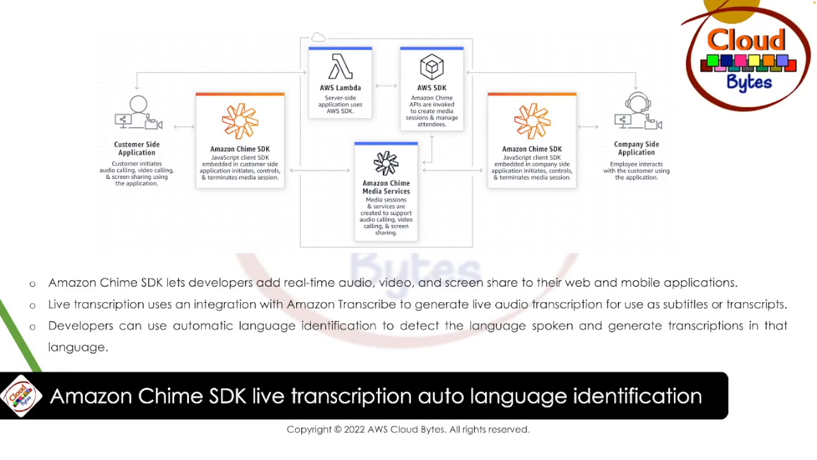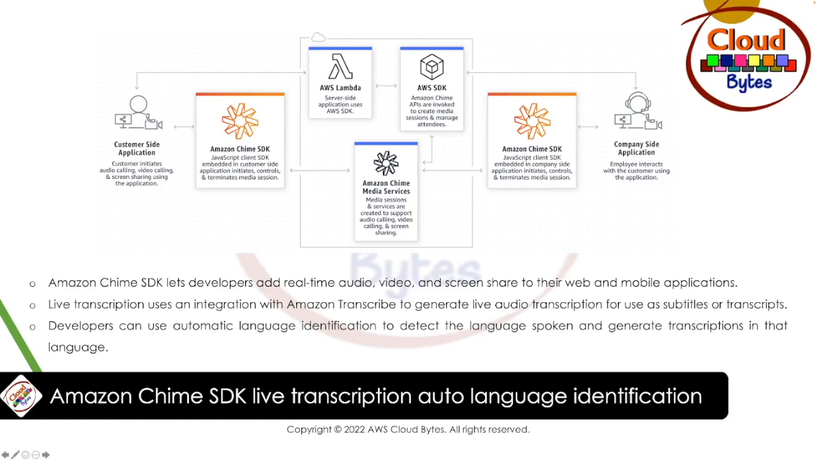Moving on to the next news. AWS Chime SDK Live Transcription Auto Language Identification. Now AWS Chime SDK lets developers add real-time video, audio, and screen share to their web and mobile applications.